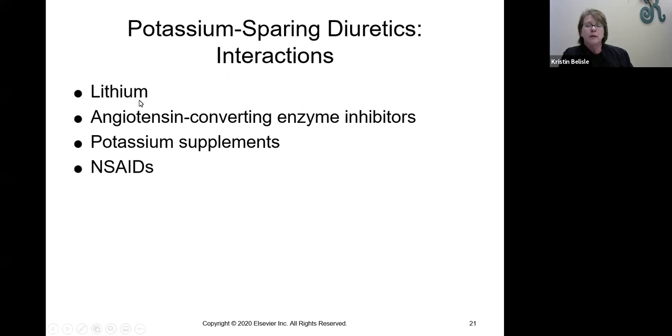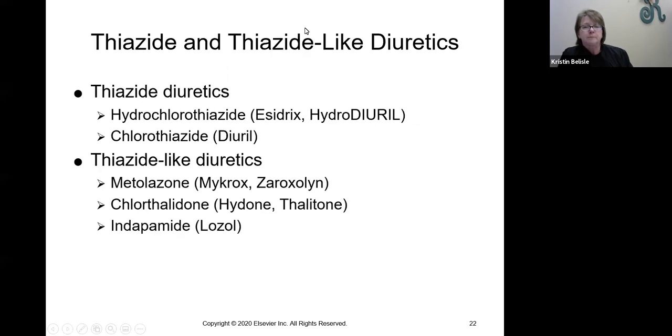Interactions. We never give a potassium sparing diuretic with lithium, people that take lithium. Our ACE inhibitors, potassium supplements, because by giving potassium supplements and a potassium sparing diuretic, we can cause hyperkalemia that way. And NSAIDs. Yes, NSAIDs are always on that.